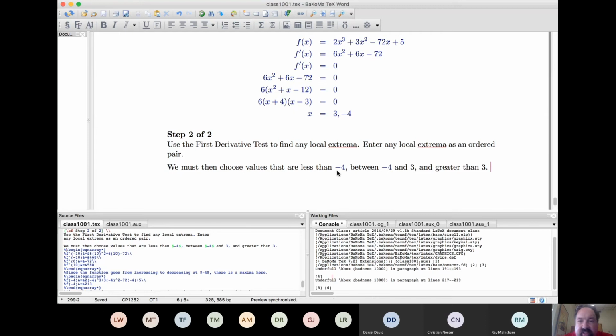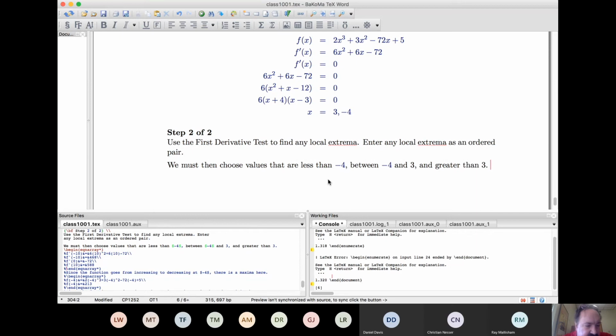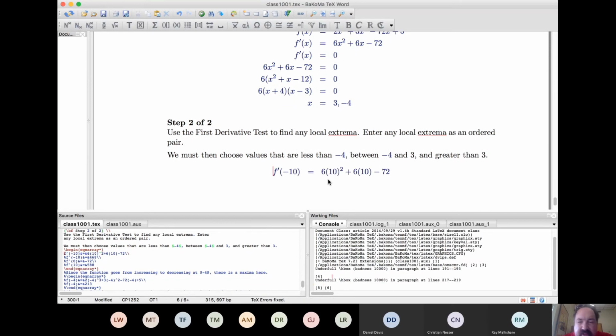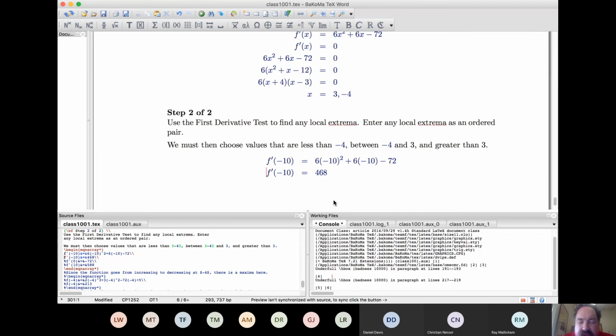So if I choose something less than minus 4, for example, anything will do. So let's say if we choose minus 10. Sorry, typos. And then what we get is a positive value, because here we have a negative number, but that's being squared to make it positive, so the whole thing is positive.